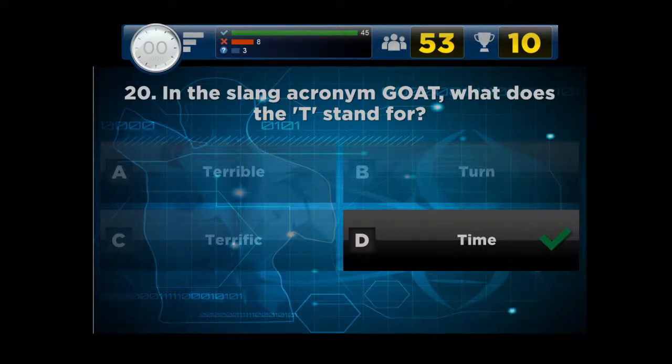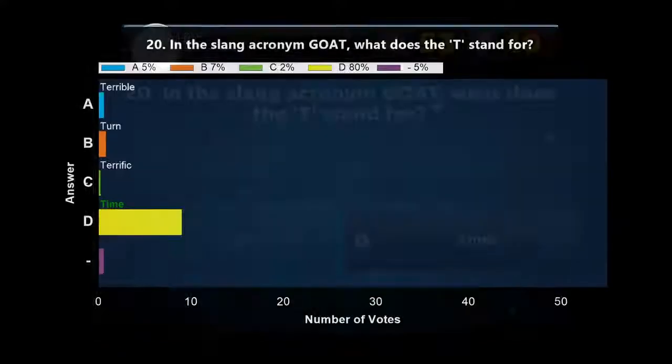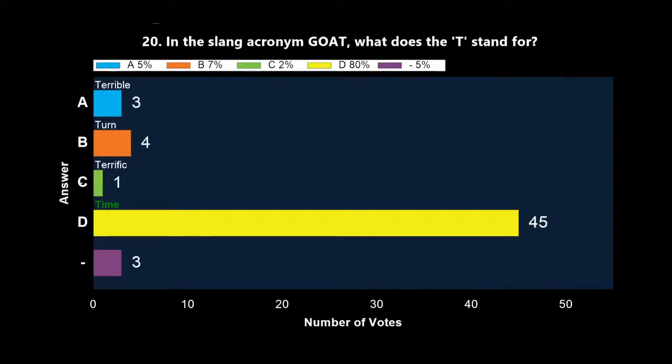So let's take a look. Yep, it is just me then. 45 getting that right. But 3 going for terrible, 4 for turn, and 1 for terrific. So how does that change things? We had the back headers leading from Drew Peacock. Let's take a look at the final leaderboard.